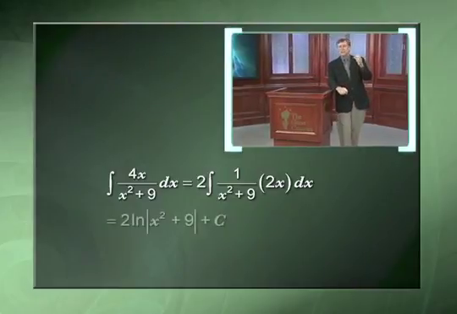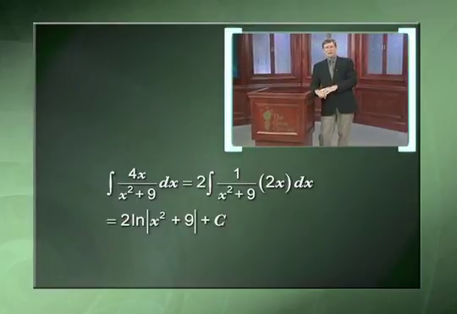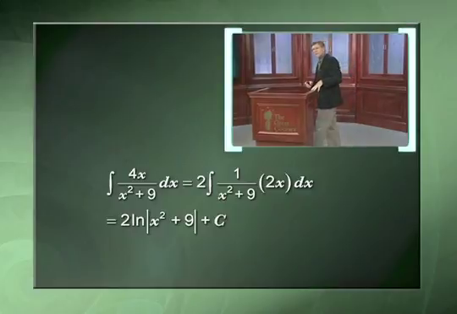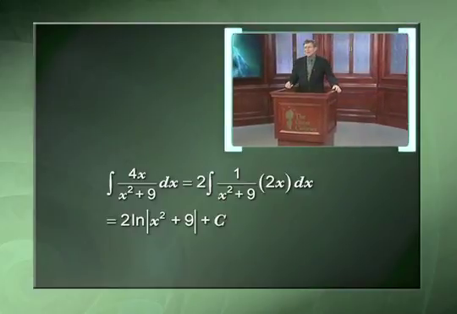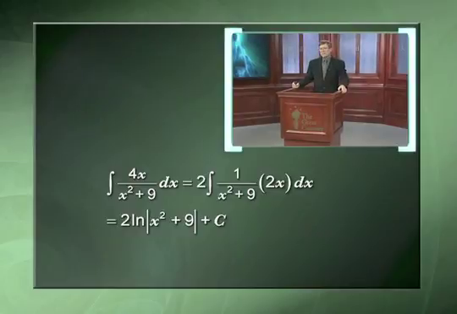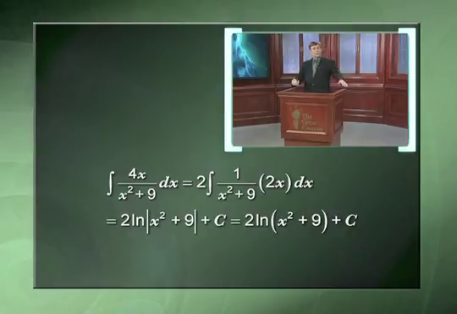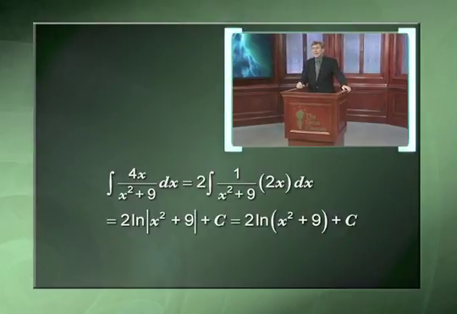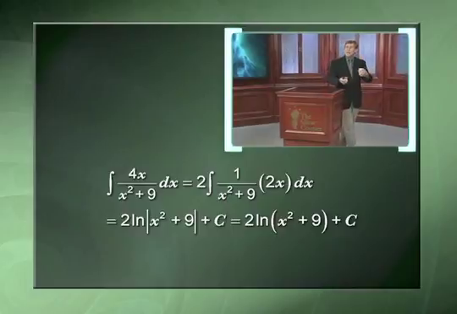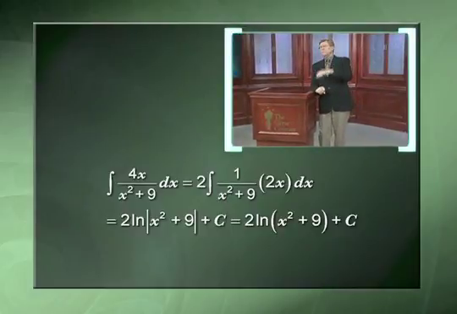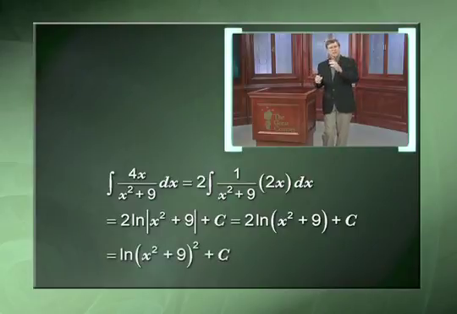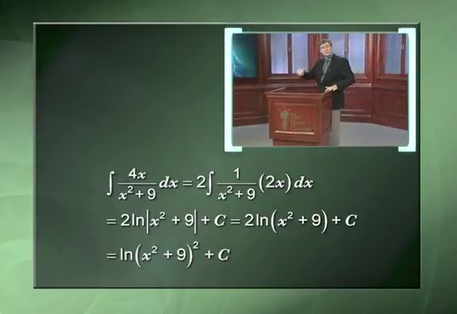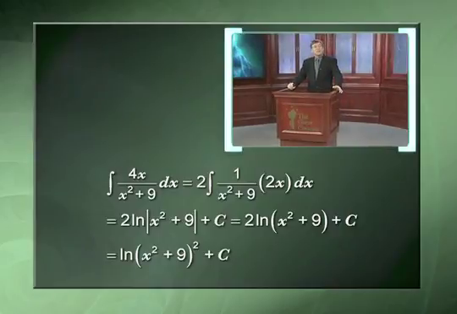And so the answer is 2, that 2 is the one that's outside, natural log of the absolute value of x squared plus 9, plus a constant. And now you don't need the absolute value signs, do you? Because x squared plus 9 is positive, so you could write it as 2 log of the quantity x squared plus 9 plus your constant. And in fact, you could really be fancy and move the 2 in front up to be an exponent. Another way of writing the answer is log of the quantity x squared plus 9, squared, plus a constant. So lots of different forms.